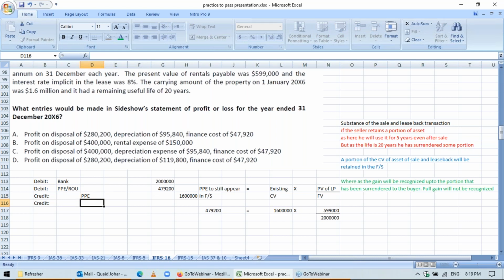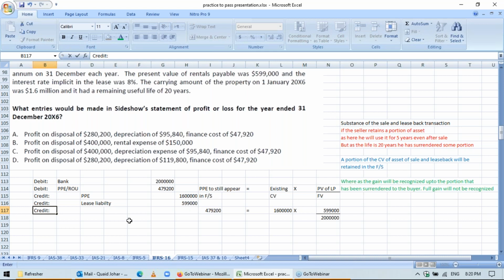What next? In case of lease, you record a lease obligation, a lease liability. We record an asset and a lease liability. So the lease liability will be recognized at the same amount, the present value. So what is the present value here? 599,000, right? And in the end, you earn a gain.